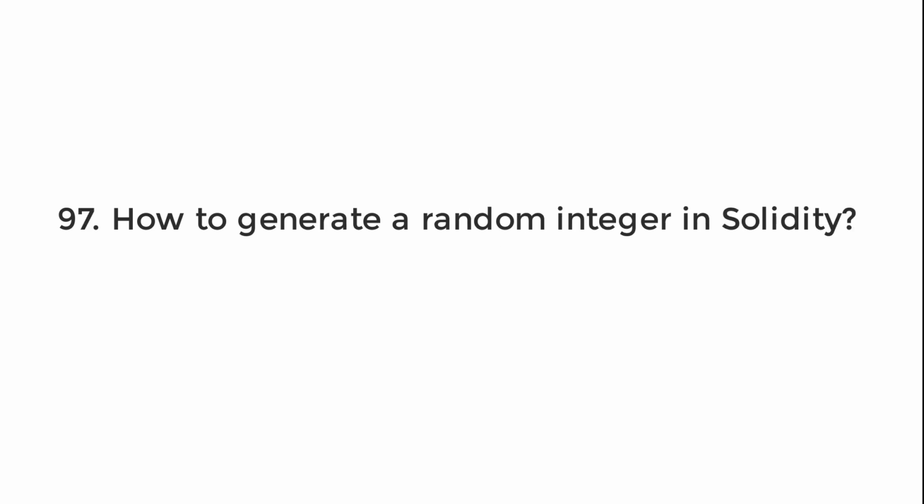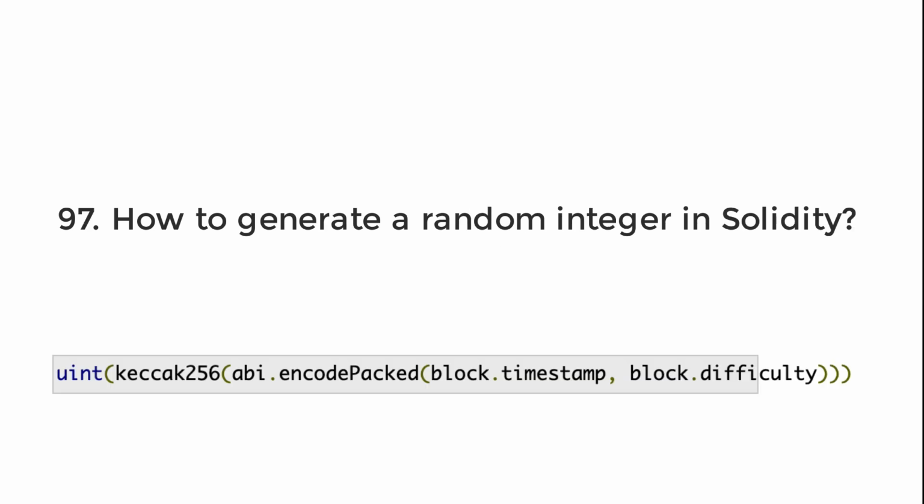How to generate a random integer in Solidity? We can leverage the block timestamp and the block difficulty as a source of randomness and use the keccak256 hashing function. First, we use the encodePacked function and give it the block timestamp and the block difficulty. We hash this with the keccak256 function. And finally, we cast the result into an integer. You need to be aware that miners can manipulate block difficulty and block timestamp, so this method is not 100% secure. Generally speaking, random number generation is a very difficult thing in smart contracts.